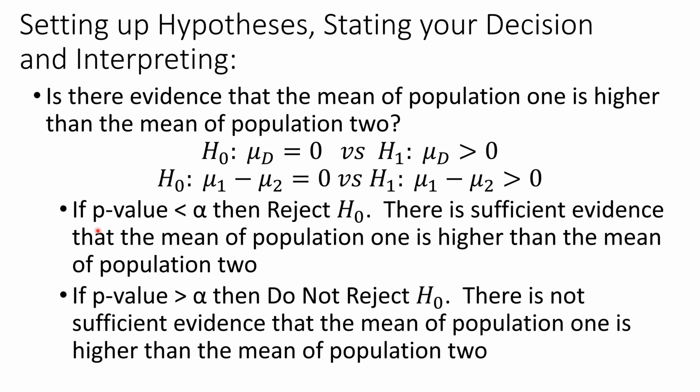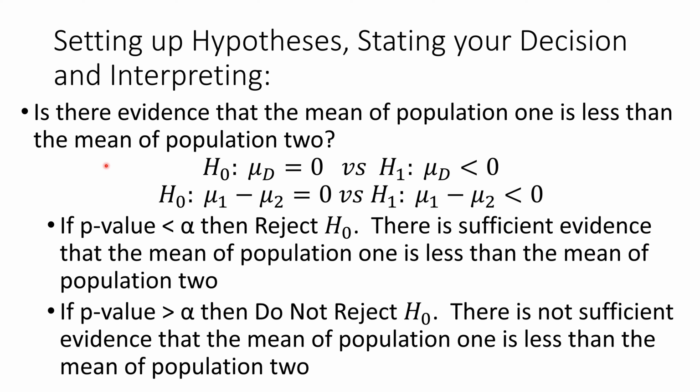Again, if the p-value is smaller than the significance level, we should reject the null hypothesis and claim that the mean of population 1 is higher than the mean of population 2. If the p-value is larger than the significance level alpha, then we do not reject the null hypothesis and say there is not sufficient evidence that the mean of population 1 is higher than the mean of population 2.